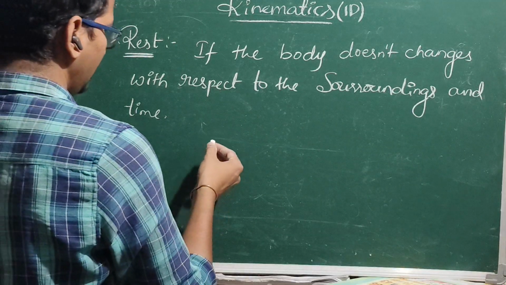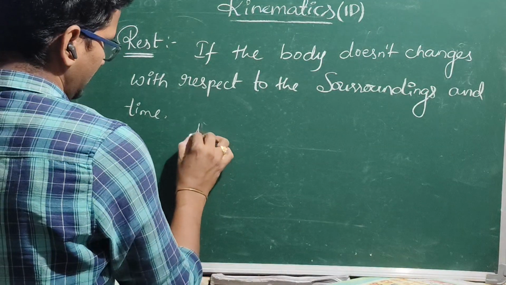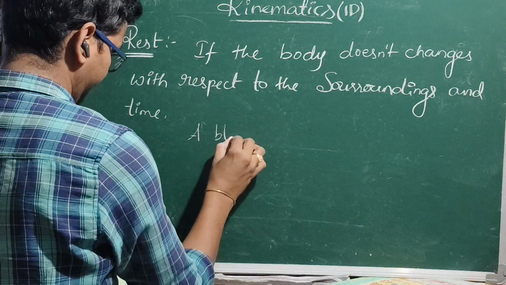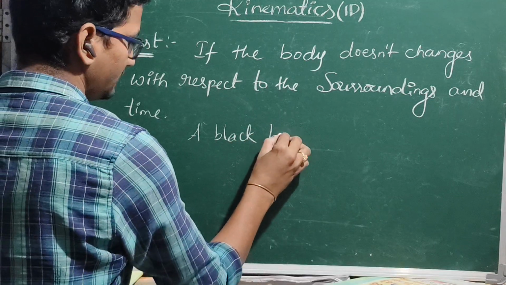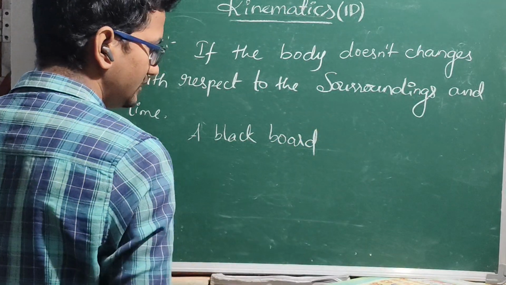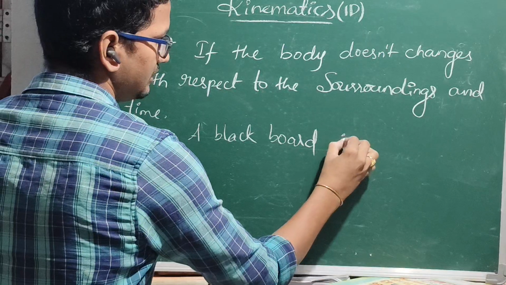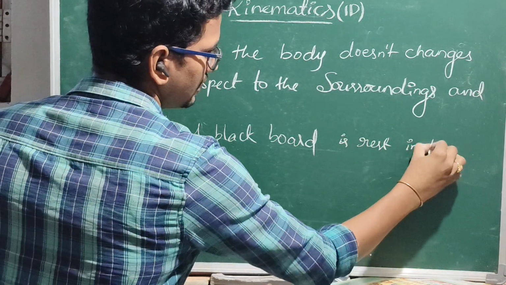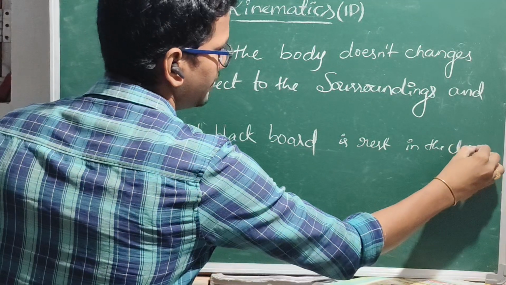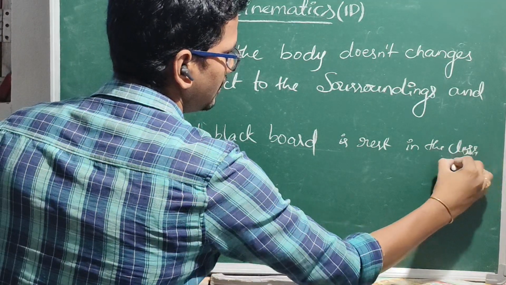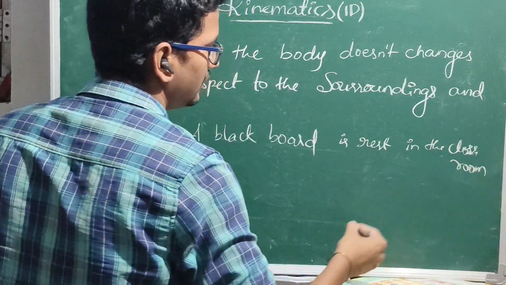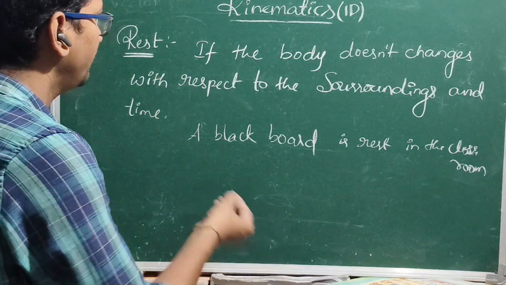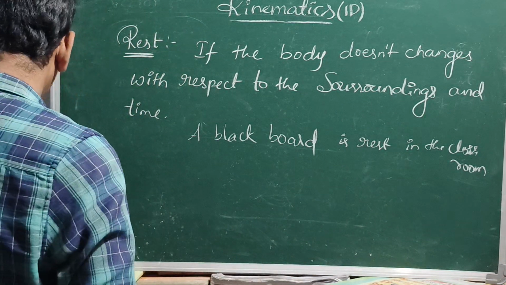Simply we can say, a blackboard is at rest in the classroom. Yes. By comparison to the walls, surroundings, benches, everything is in a rest position.